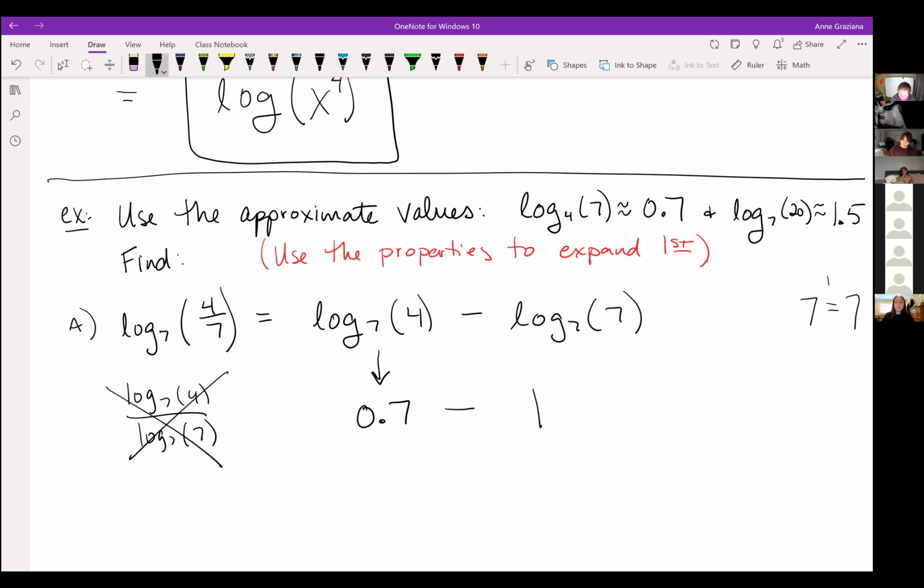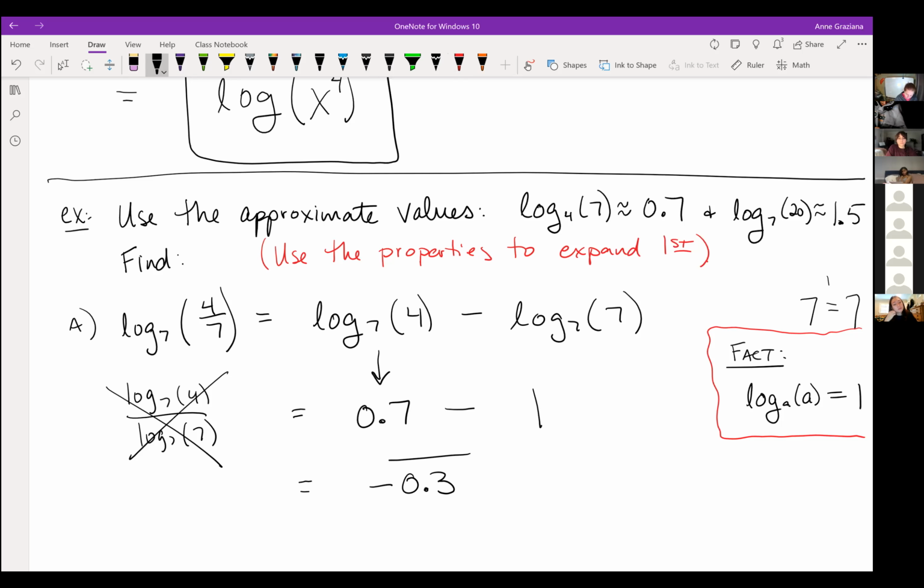So that's a really helpful fact to keep in mind when you do these: log base A of A is just going to be 1. If you can break these up and you get that, that's a nice little bonus. Then once I have this, I know this is going to be negative 0.3, because 1 minus 0.7 is 0.3, but since it's smaller minus bigger, it's negative.